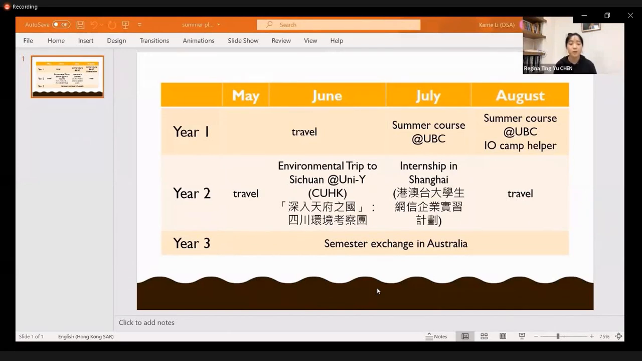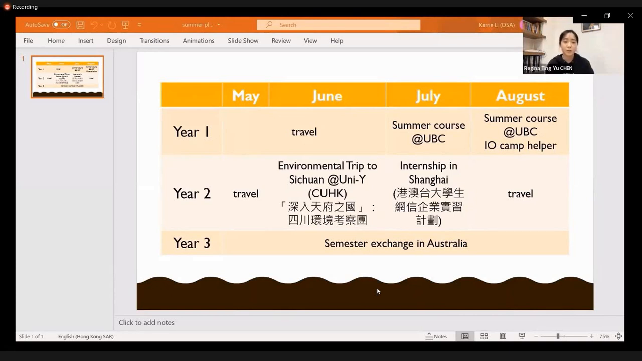But if I was given another chance, I would like to do an internship because that will make me more prepared, mentally prepared, and maybe gain some working experience before I graduate. Thank you, Regina. So do you want to add anything?